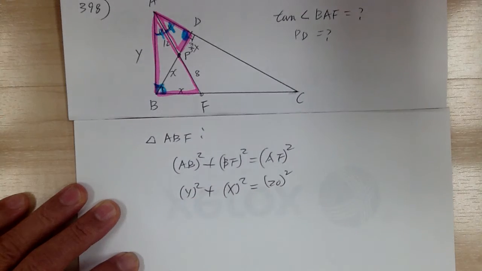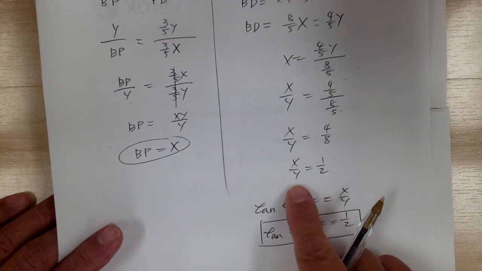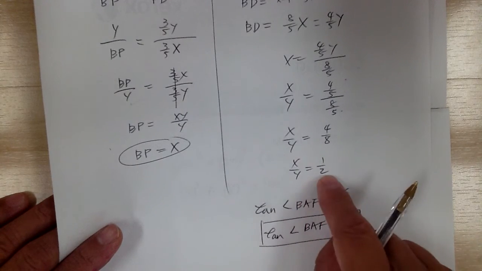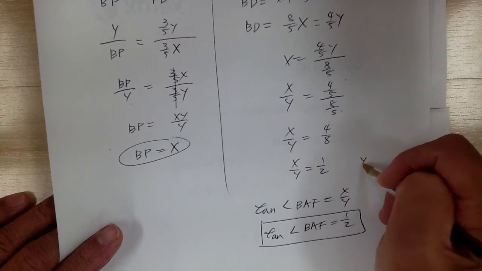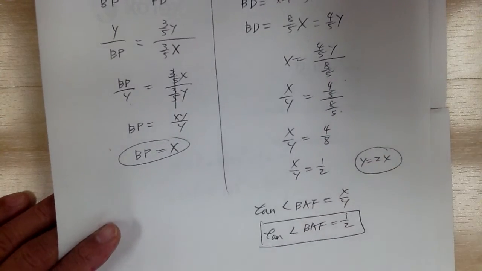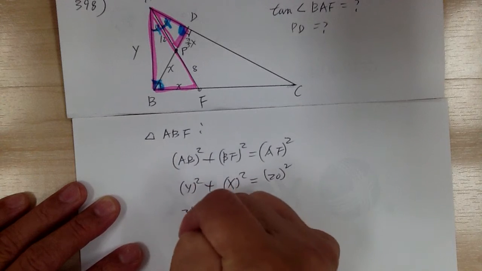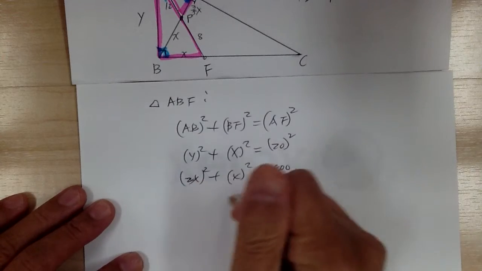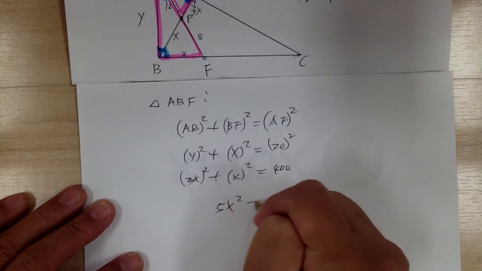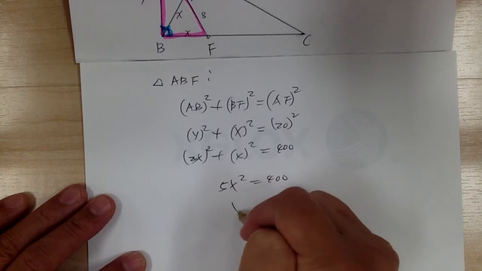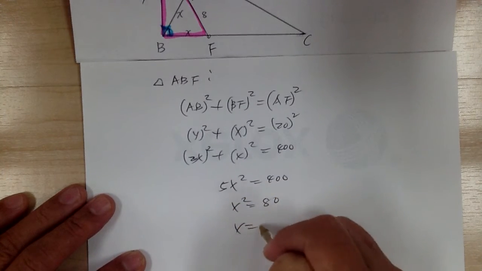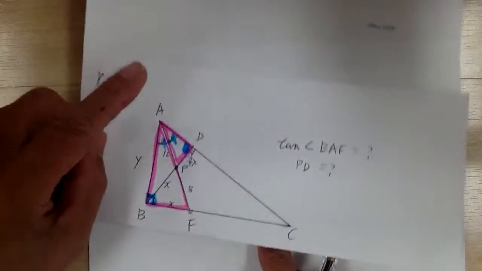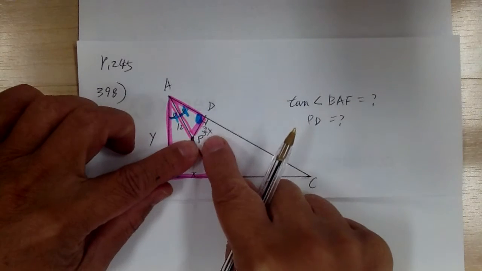And y equal to 2x, because you can see that x over y equal to 1/2, right? So if you cross multiply, you get y equal to 2x. So we're going to substitute, and you get 2x squared plus x squared equal to 400. Simplify this, you get 5x squared equal to 400. So x squared equal to 80, so x equal to 4 square root of 5. Once we find x, then we can find the PD.